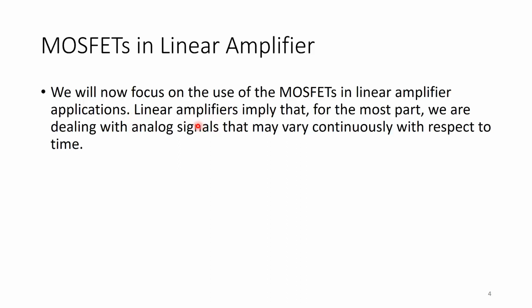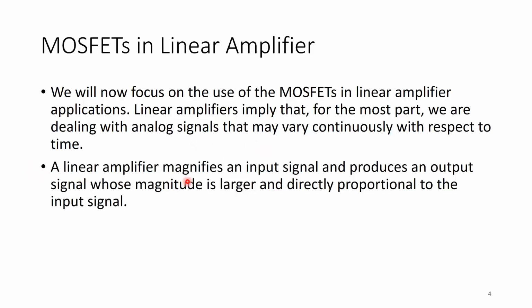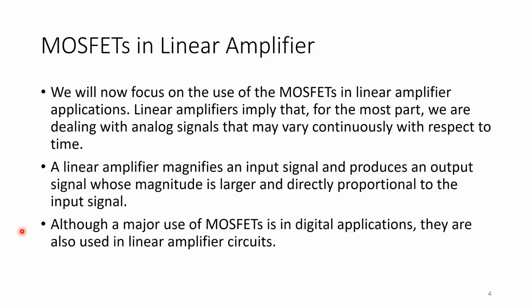amplifier applications. So linear amplifiers imply that for the most part we are dealing with analog signals that may vary continuously with respect to time. So a linear amplifier magnifies an input signal and produces an output signal whose magnitude is larger and directly proportional to the input signal. So it amplifies. That's the whole reason why it's called an amplifier, and it is linear, which means that the output form and the input signal are directly proportional. Although a major use of MOSFETs is in the digital applications, they are also used in linear amplifier circuits.